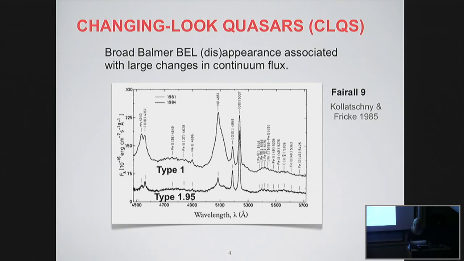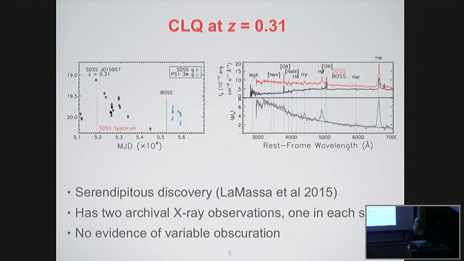There have been a handful of these changing look AGN reported over the years, but only recently has this population been extended to relatively higher redshifts, redshifts higher than 0.1. This paper was the first quasar above redshift 0.1 that showed this dramatic change in broad emission lines. This is a LaMassa et al. paper, a serendipitous discovery of a changing look quasar.